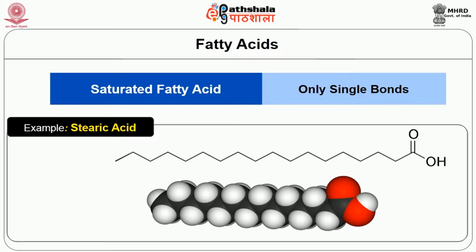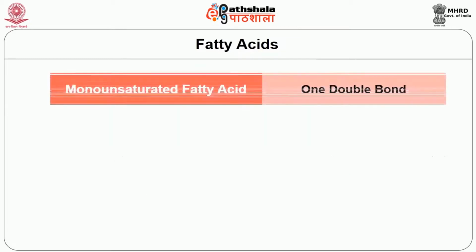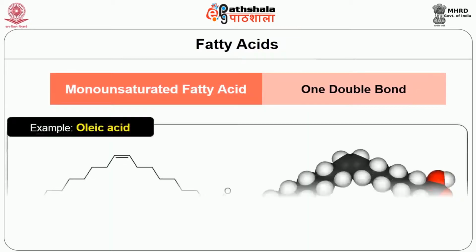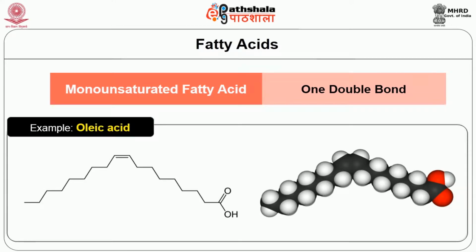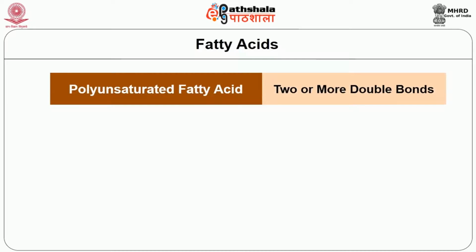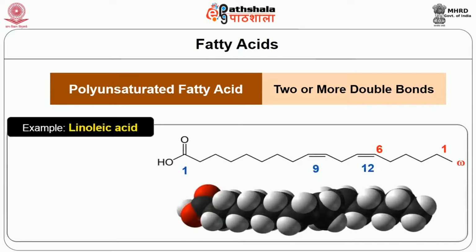Saturated fatty acids, example stearic acid, which is an 18 carbon fatty acid, does not have any double bond, it has only single bonds. Whereas unsaturated fatty acids, for example oleic acid, has double bond in its structure. Unsaturated fatty acids are again classified into monounsaturated fatty acids if they have one double bond, and they are called as polyunsaturated fatty acids if they have 2 or more double bonds. And examples of polyunsaturated fatty acids are the linoleic acid and linolenic acid.